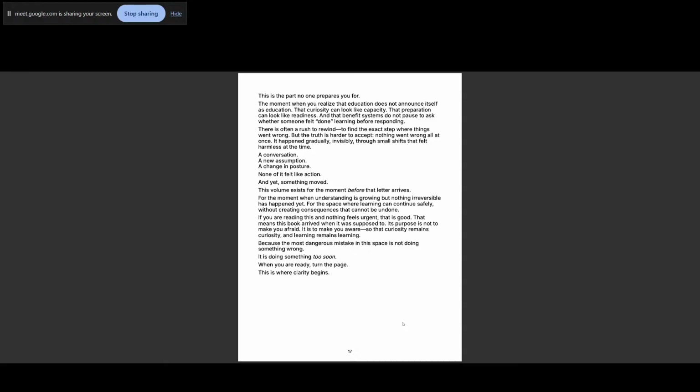Its purpose is not to make you afraid. It is to make you aware so that curiosity remains curiosity and learning remains learning. Because the most dangerous mistake in this space is not doing something wrong. It's doing something too soon. When you're ready, turn the page. This is where clarity begins.